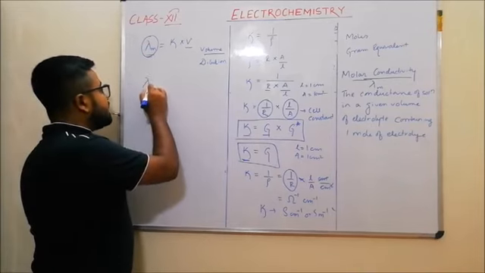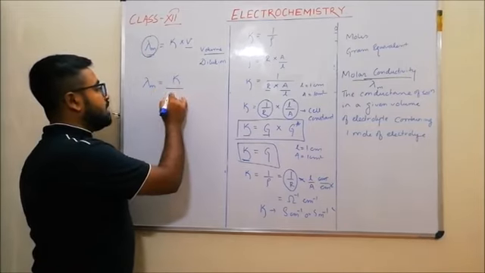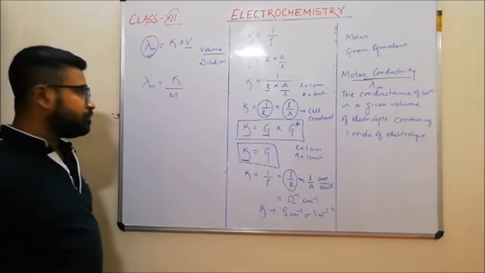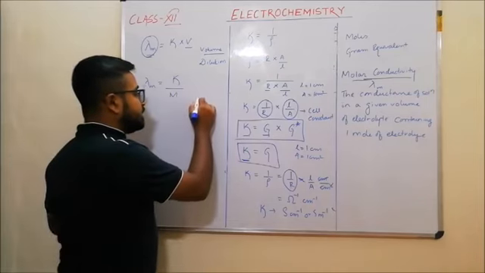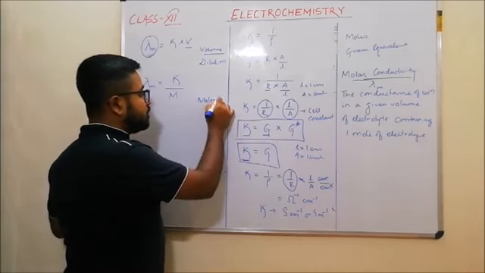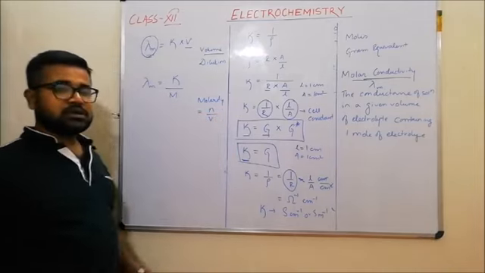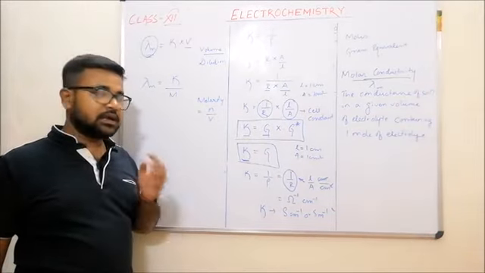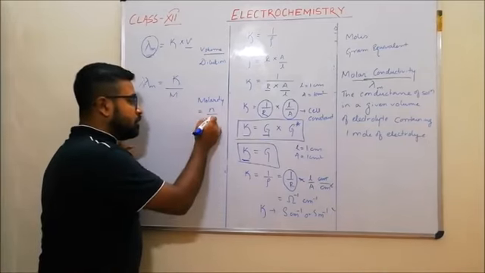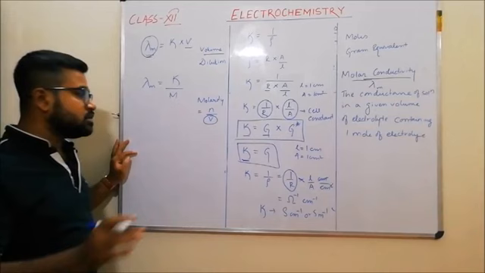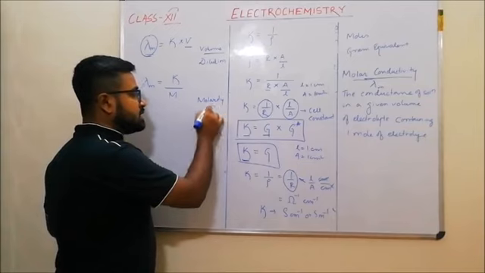Next is lambda m. If we are writing kappa and we are writing the capital M molarity. What is molarity? Molarity is equal to the number of moles by the volume of the solution. Clear? So molarity is equal to number of moles by volume of the solution. So what happened? If the volume remains fixed, we are taking 1 liter, and we are increasing the number of moles.